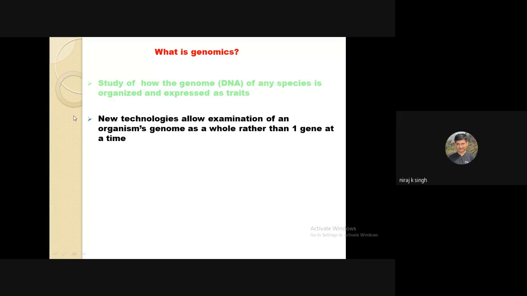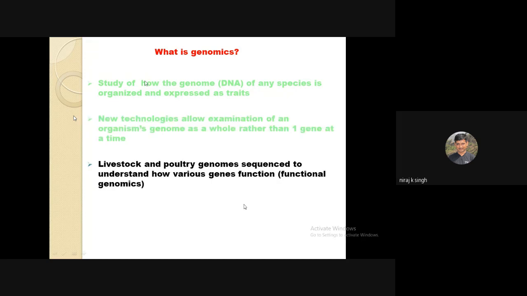But with the advancement of biotechnology, nowadays one scientist within 6 days can characterize the complete genome of a given organism. So with the help of biotechnology, genomic study has become very fast. Nowadays, the complete genome sequences of poultry and livestock are available in the NCBI data bank. So we can easily identify the genetic composition of different animals. Now this genetic material or genome can be further narrowed down into functional genomics.